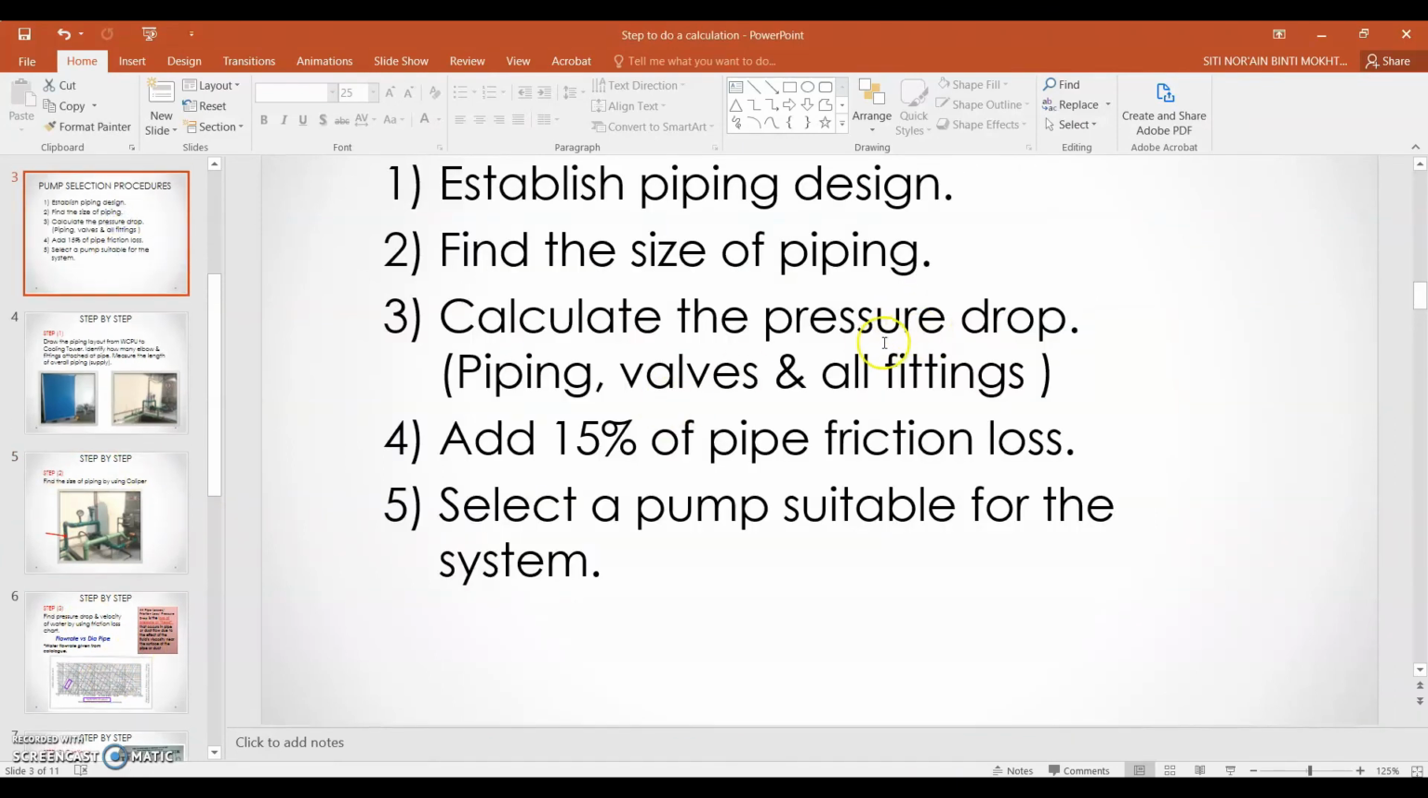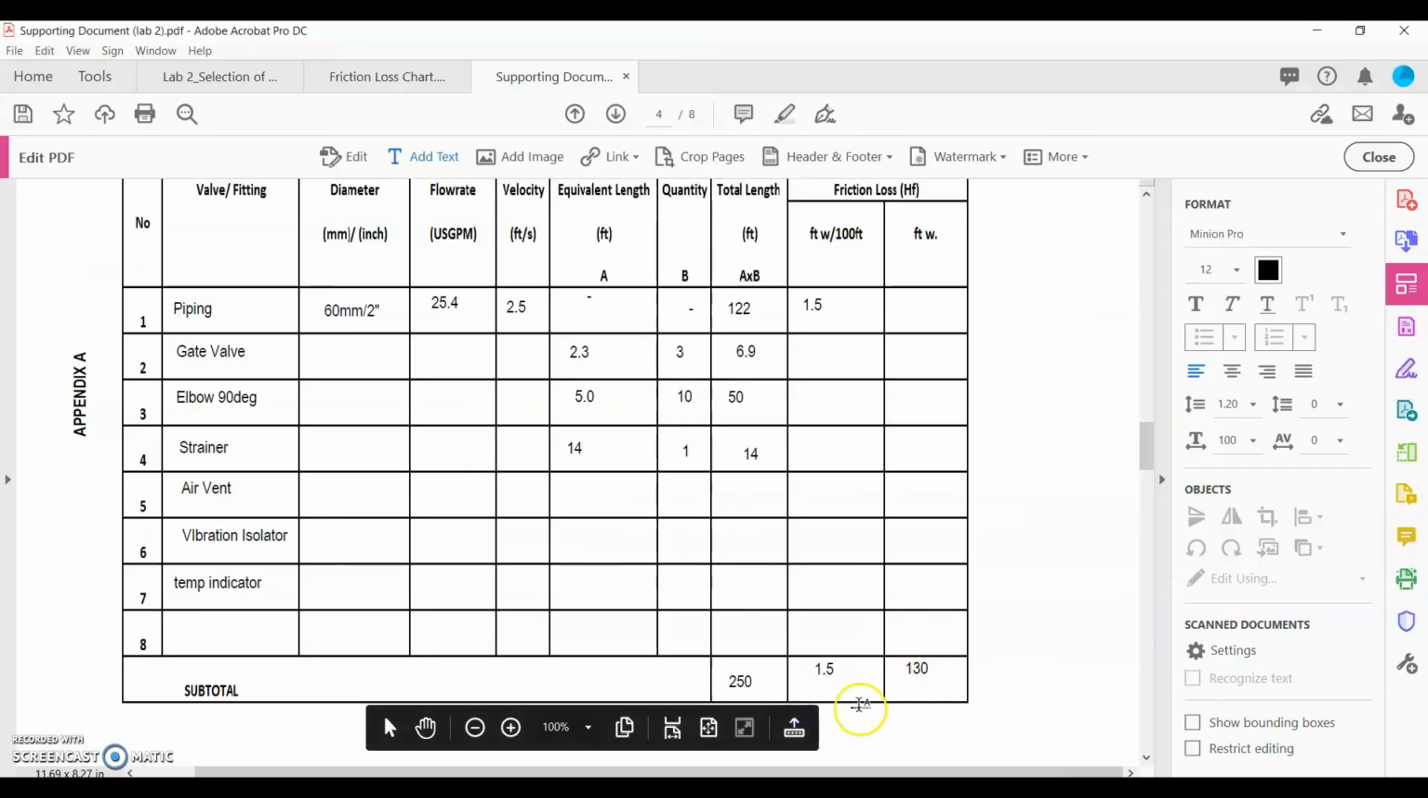So next step, after you come up with your friction loss chart, friction loss value, you need to add an additional 15% to your result. So basically this one is not the final value. So 130, you need to plus 15%. So additional 15%, and then, let's say, for example, you get 150 feet water.